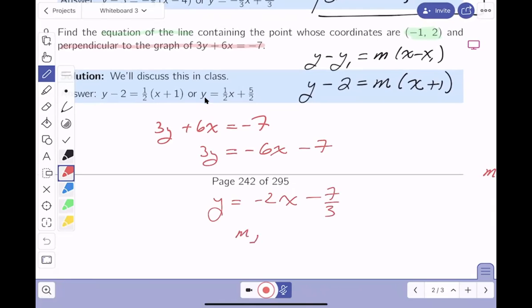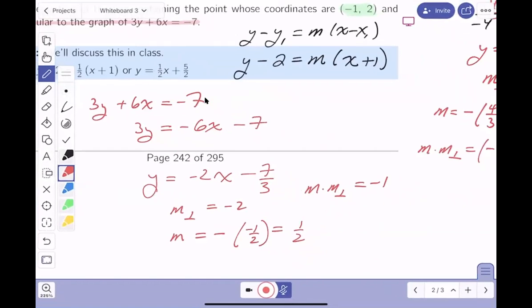I'll write this over here: the slope is minus 2. I want to find out what m is, though. What's m? It's the negative reciprocal. What's the reciprocal of minus 2? Minus 1/2. What does this give you? 1/2. You can test this by writing down m times m perpendicular, and it better equal minus 1. Well, what's m? 1/2. I'll write this over here for you.